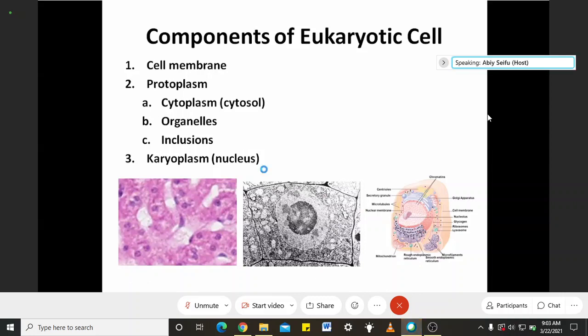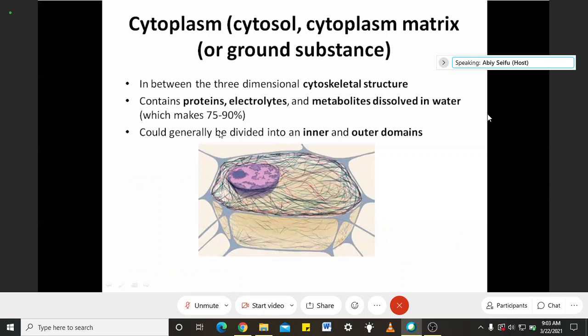If we begin with the cytoplasm, I don't say much about it because there is not much structure to be seen for histology, because it is made of proteins, electrolytes, and metabolites dissolved in water, which makes up about 75 to 90% of the cytoplasm. And this contains proteins, electrolytes, and metabolites fitted in between the cytoskeletal system of the cell.